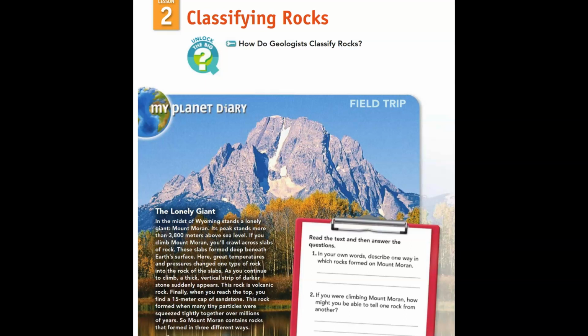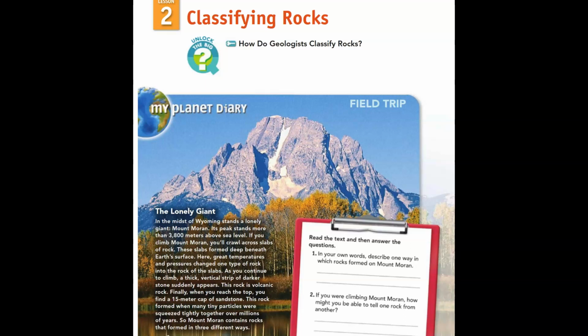The Lonely Giant. In the midst of Wyoming stands a lonely giant, Mount Moran. Its peak stands more than 3,800 meters above sea level. If you climb Mount Moran, you'll crawl across slabs of rock. These slabs formed deep beneath Earth's surface. Here, great temperatures and pressures changed one type of rock into the rock of the slab.